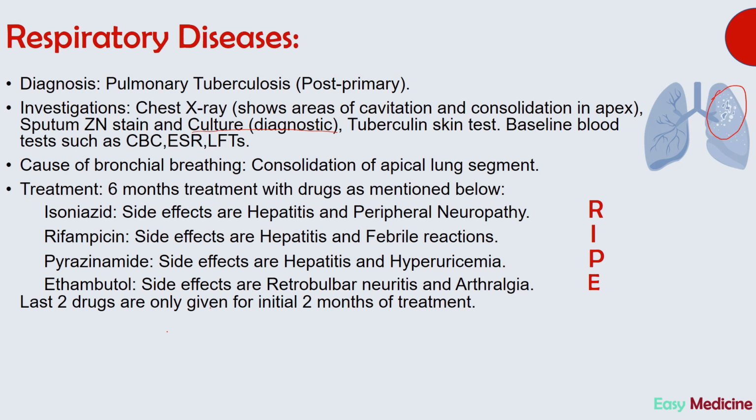The next question asked about the cause of bronchial breathing, and as we discussed before, the cause of bronchial breathing was consolidation of apical lung segments. The next question asked about the treatment.